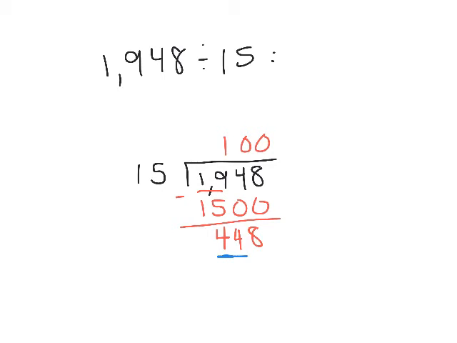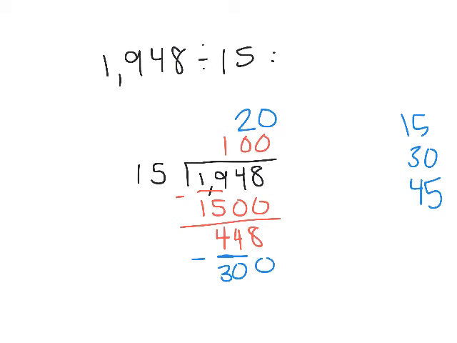Then we say, how many times can 15 go into 4? It can't. Well, how many times can 15 go into 44? Well, let's count by 15s. 15, 30, 45. Okay, so we went over. So it's 15 times 2. Fill in those zeros. 15 times 20. 15 times 2 is 30. Add a 0. Subtract. We're left with 148.